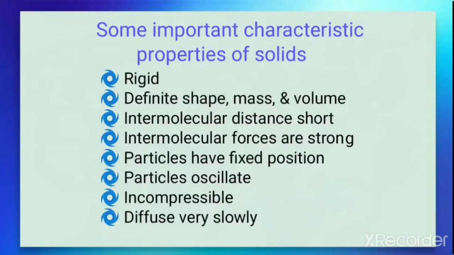So, from these visuals, we can summarize the important characteristic properties of solids, which are: solids are rigid, have definite shape, mass and volume. The intermolecular distances are short, intermolecular forces are strong, particles have fixed positions, particles oscillate, they are incompressible and diffuse very slowly. Let us discuss more details about solids.